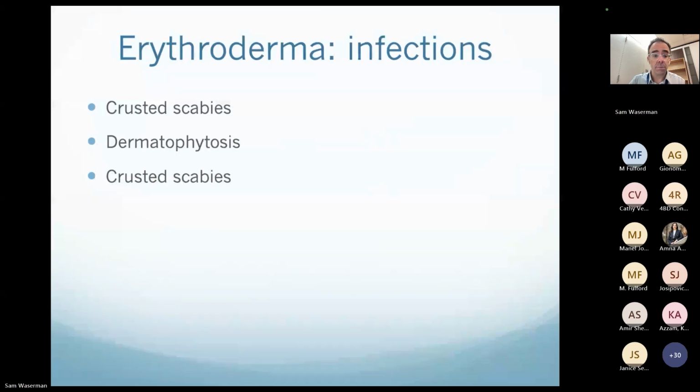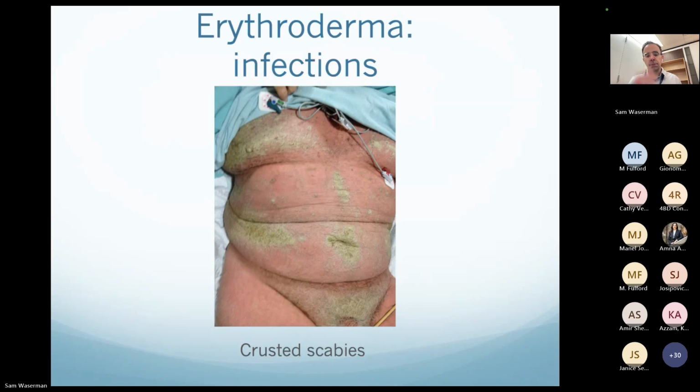Infections. So this is crusted scabies. This is actually a patient that I saw when I was an elective medical student, in the CCU at Hamilton General, and the referral was for psoriasis recalcitrant to traditional therapies, and this has a very distinct powdery scale. Anyways, this is crusted scabies. Unfortunately, this patient passed away.